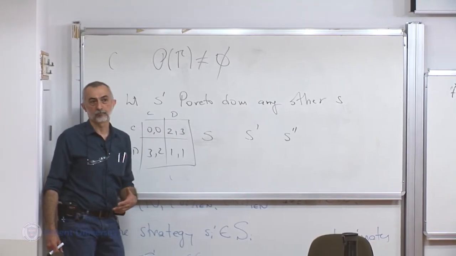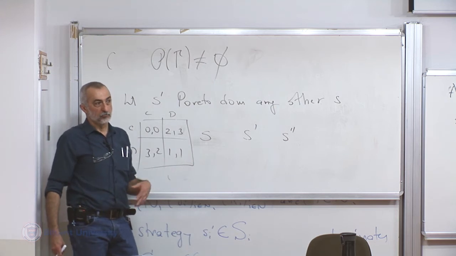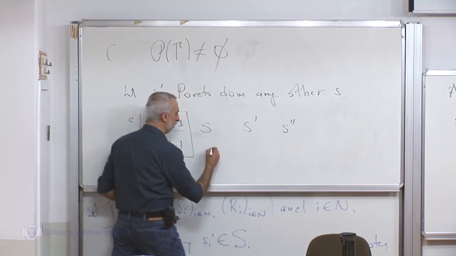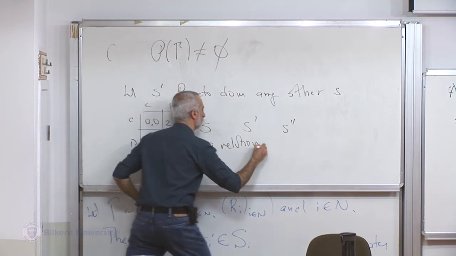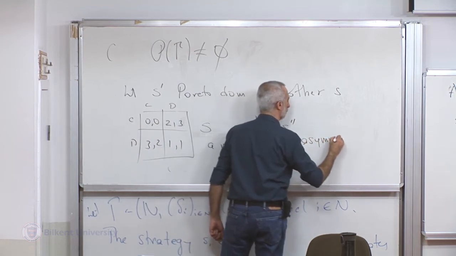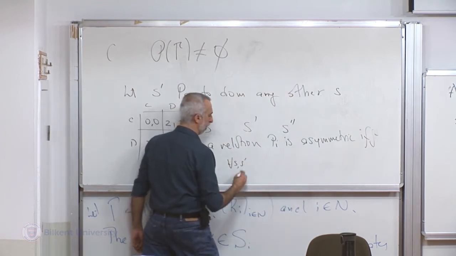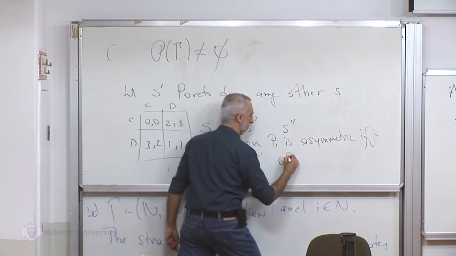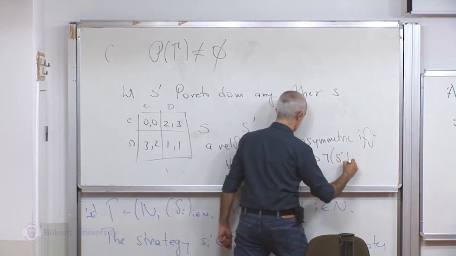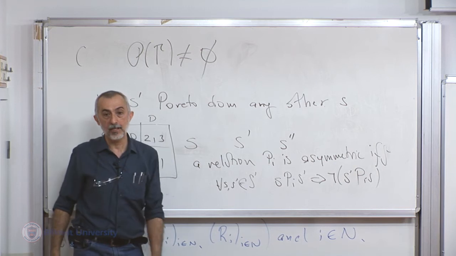What else can we ask? These are the standard relations that we use in economics. One thing we can ask is, is it asymmetric? Let me write that. A relation PI is asymmetric if and only if for any S and S prime, S PI S prime implies that it is not the case that S prime PI S. If this condition holds, we say that this binary relation is asymmetric.